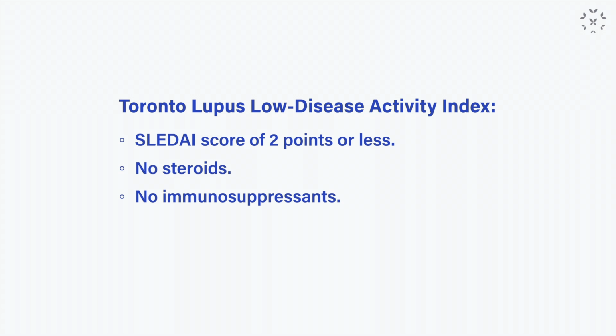Another definition of low disease activity is the Toronto Low Disease Activity Index. This was brought up by a group of lupus experts up in Canada. And the way they define low disease activity is having a SLEDAI score of 2 or less. And so that's more strict than the other definition that we looked at. In addition, the patient could be on 0 steroids, which I like that a lot. And then number 3, the patient could be on no immunosuppressants. Now I think that's way too strict.